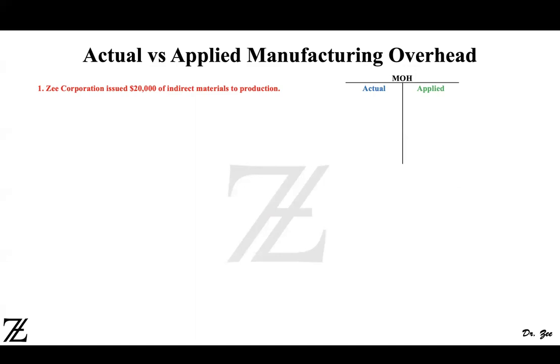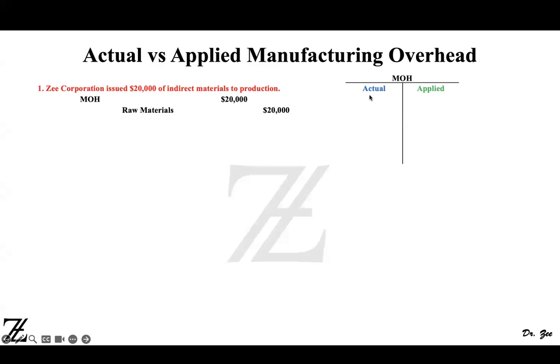So $20,000 of indirect material is issued to production, which means the material is moving from your raw material inventory department to your MOH account. Because it's an indirect material, it moves to MOH account. So you're going to credit raw material inventory by $20,000 because it's moving out. It's an inventory account. It's a decrease in assets, so you're crediting it. Decrease in assets are credited.